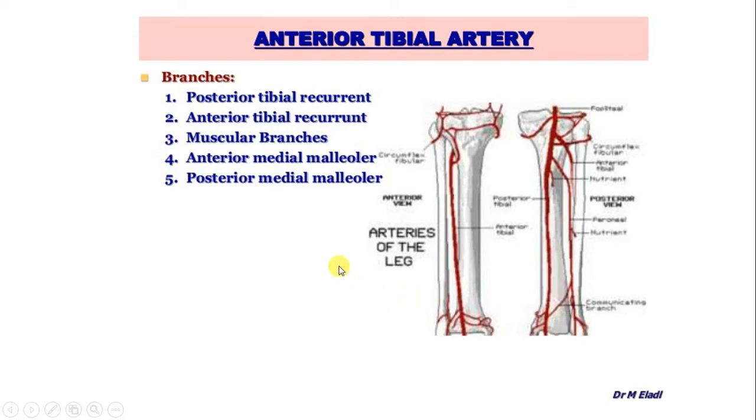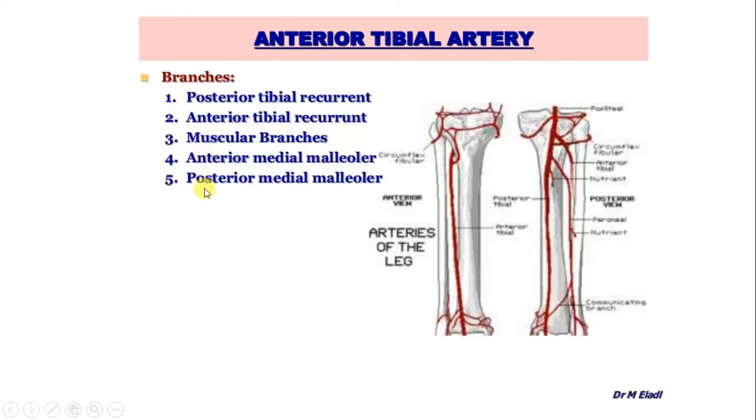then lower down the medial and lateral malleolar arteries. Very simple. So what we understand is that these recurrent branches, anterior and posterior tibial recurrent branches, will take part in the anastomosis around the knee joint with the genicular branches of the popliteal artery. Genicular branches of the popliteal artery form the anastomosis around the knee joint. It's a very important anastomosis around the knee joint.